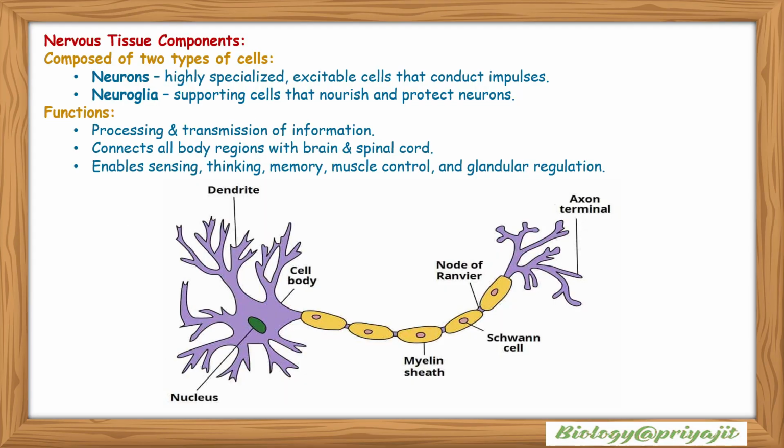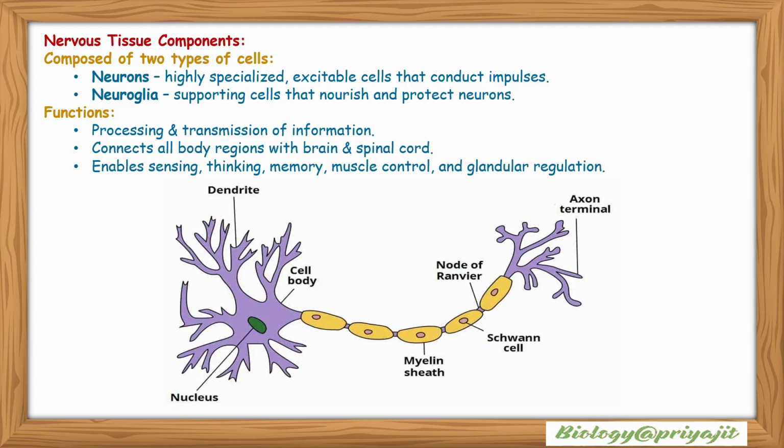Nervous tissue components: composed of two types of cells. Neurons are highly specialized, excitable cells that conduct impulses. Neuroglia are supporting cells that nourish and protect neurons. Functions: processing and transmission of information, connecting all body regions with the brain and spinal cord. It enables sensing, thinking, memory, muscle control and glandular regulation.